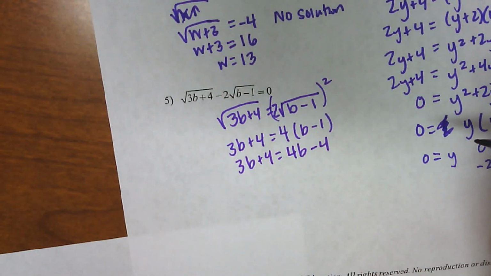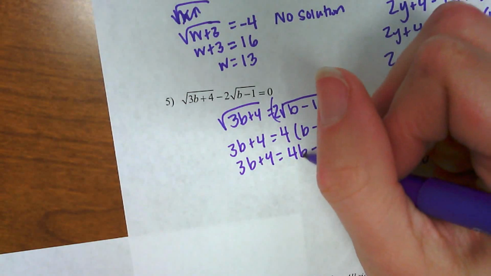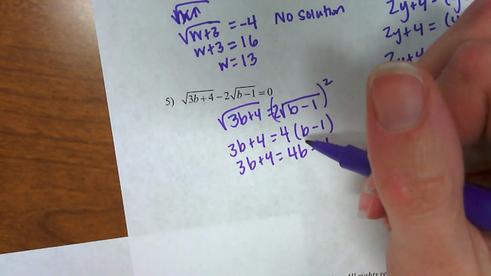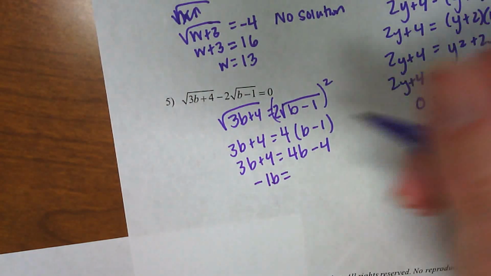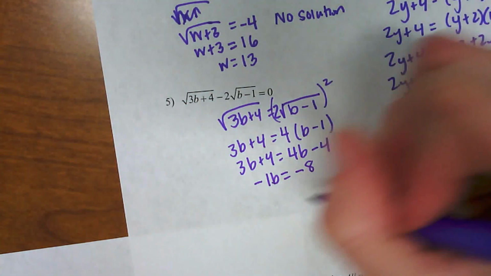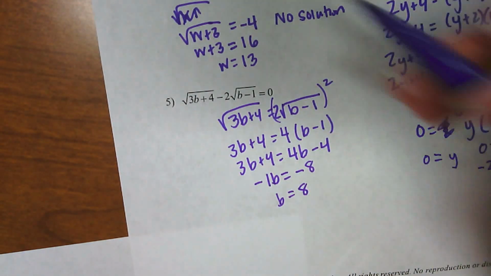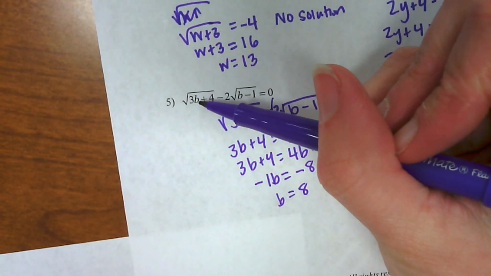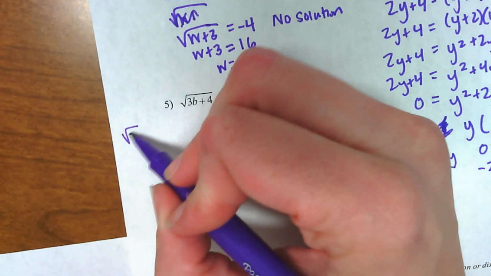And now I have to solve for b. So I can move the 4 to the other side, move the b's together. So if I move the b's together, it's negative 1b is equal to negative 8. So b is 8. And then I have to check my solution. If I plug an 8 in here, I'm going to get 24 plus 4. So that gives me the square root of 28.